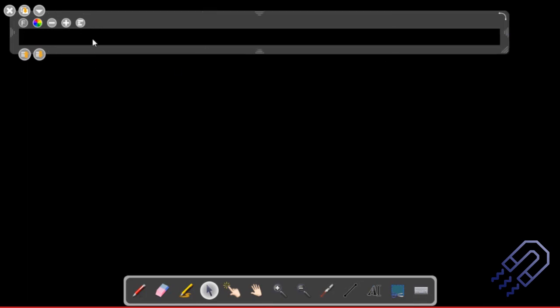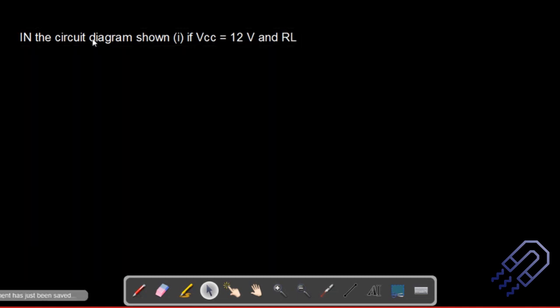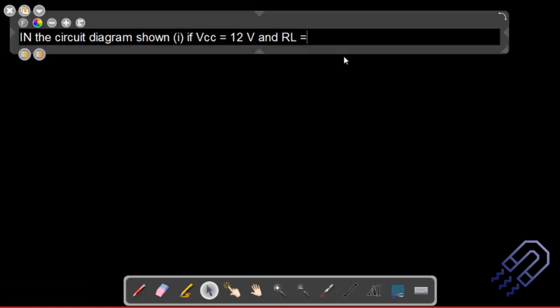So try this problem now. The first part will be more or less the same. In the circuit diagram shown, so you can just consider the previous diagram, the first part of the question would be: if VCC is given now 12 volt, it's not 12.5, it's 12 volt, and RL, let's say capital L, is equal to 6 kilo ohm.